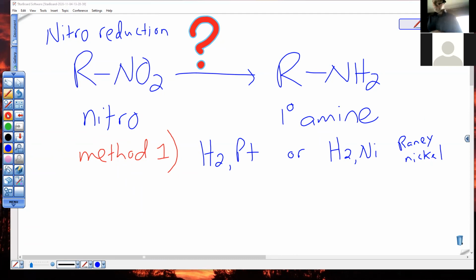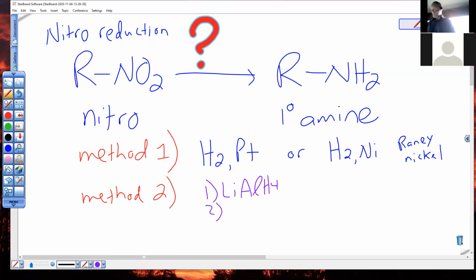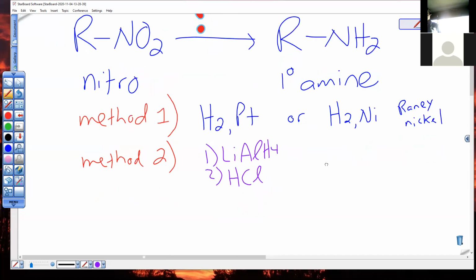Method 2. You try method 1, you can't get it to work. You got to move on. Method 2 is a good old powerful reducing agent we've seen multiple times. Lithium aluminum hydride. What's it always followed with? Every time. Some of you have learned the hard way that if you don't follow this, or if you don't separate it to 2 steps, you lose a quarter point. You always follow it with HCl. Those H's up here, those H's from HCl, well, one of them's from HCl for sure.